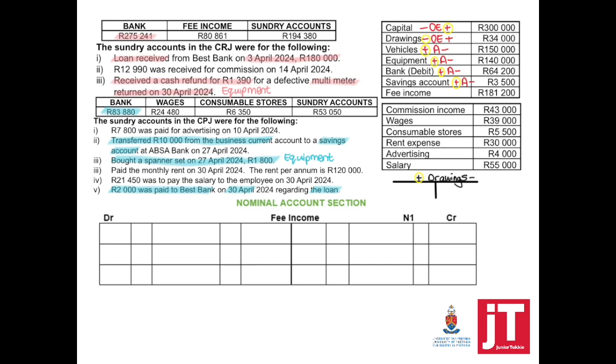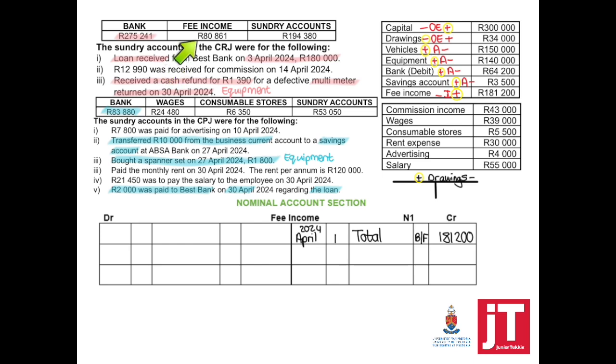Fee income. Now we're moving to the nominal account section. And very important, nominal account section means totals brought forward. Fee income, step number 1, is an income. So the total brought forward will appear on the credit side. Now we need to look at step number 2, posting from the journals.